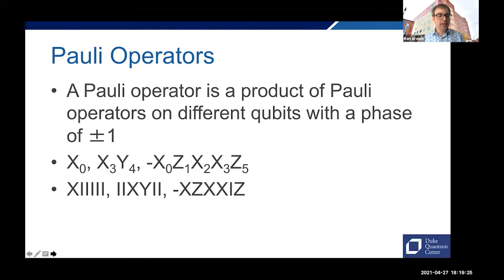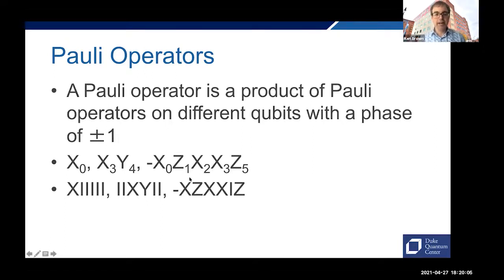So I want to discuss the stabilizer formalism, and it depends on this idea of tensor products of multiple Pauli operators. We're going to choose that these Pauli operators will have eigenvalues plus or minus one. So they're Hermitian and also their own inverses. And so then this set of operators, we can just represent as a series of different Pauli operators on different bits. And then we have this plus or minus one in front, which we may or may not use later.